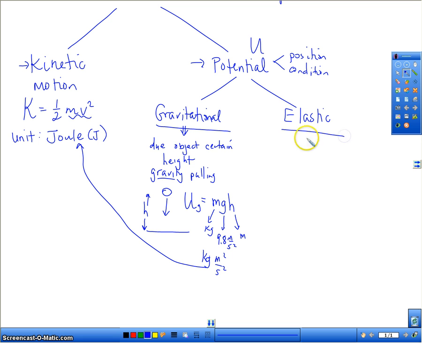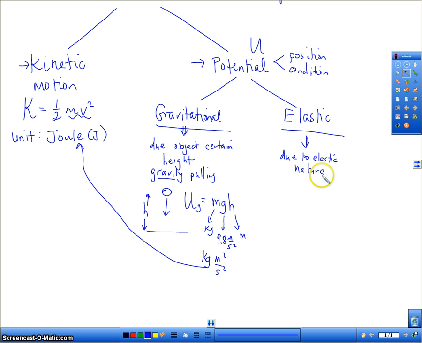Elastic potential energy is due to the elastic nature of an object. And not everything has an elastic nature, so not every object is going to be able to have elastic potential energy. But objects like springs and bungee cords will be able to have it. They have this elastic, stretchy nature to them. They tend to want to return back to their unstretched state. Those objects could possibly have elastic potential energy.